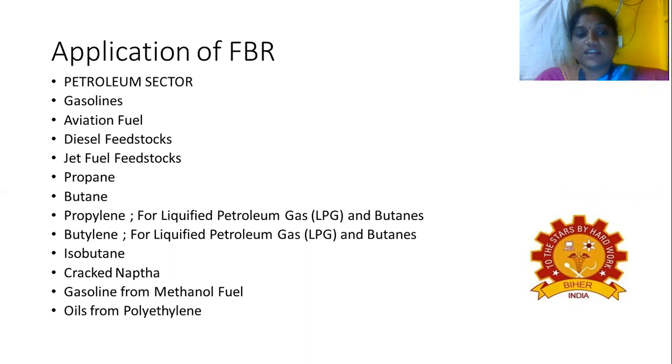Applications of this FBR. They are mostly applicable in the petroleum sector. They are used for gasolines, aviation fuel, diesel feedstocks, jet fuel feedstocks, propane, butane, propellant for liquid petroleum gas, and butylene for liquid petroleum gas and butanes, isobutane, cracked naphtha, gasoline from methanol fuel, and oils from polyethylene.